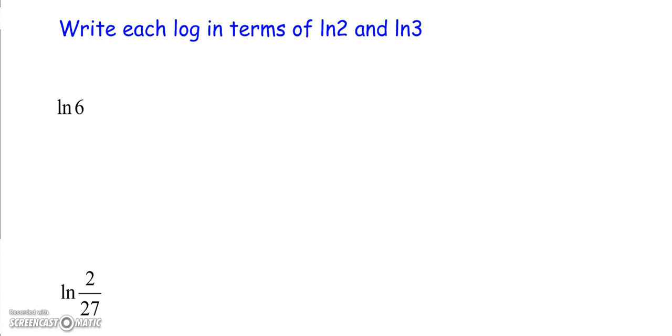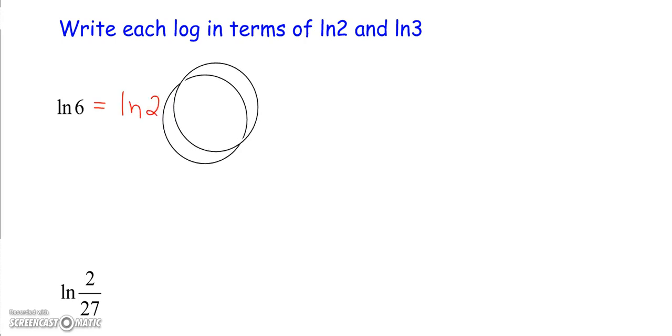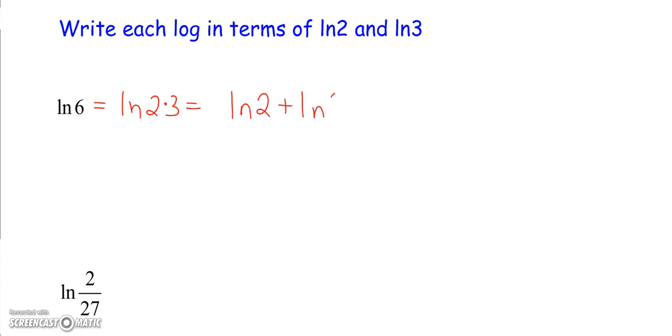Log base 6, write it in terms of ln 2 and ln 3. So I hope you would agree that ln 6 is the same as ln of 2 times 3. And because this is a product, I could write it as an addition. ln 6 is equal to the ln of 2 plus the ln of 3.